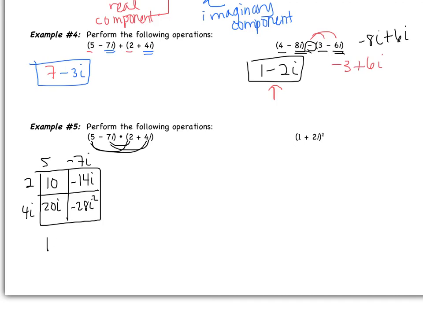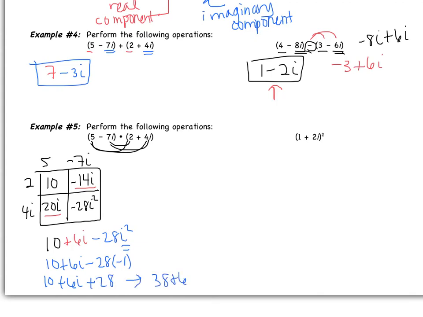Okay, so this becomes 10. Negative 14i and positive 20i is positive 6i. And then I'm subtracting 28i squared. Okay, I'm not finished yet. I'm not allowed to leave this i squared. So 10 add 6i minus 28 i squared. i squared is negative 1. So this is really 10 add 6i, and negative 28 and negative 1 becomes positive 28. So really this simplifies to be 38 add 6i.